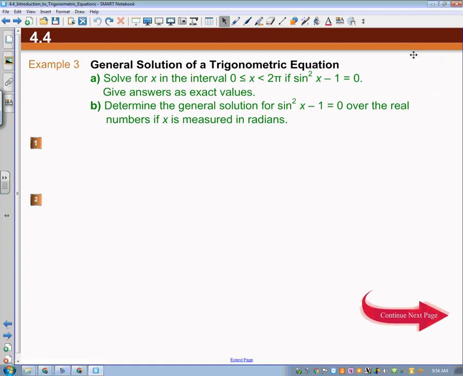Okay, this is 4.4 example 3 where we solve just another trigonometric quadratic equation. Really important again to look at the restrictions right away. We're going to have to do A and B a little bit differently.